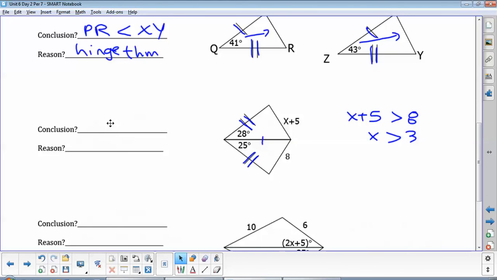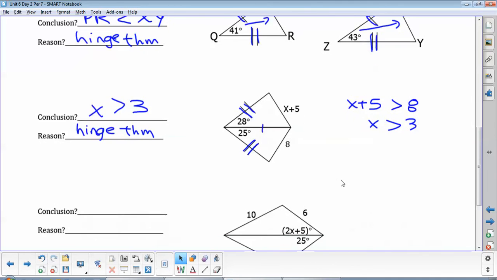So my conclusion over here is going to be that x is greater than 3. And yeah, we're going to kind of ignore the reasons for now. It's the hinge theorem because you knew the angles and you made a conclusion about the sides. One last one.